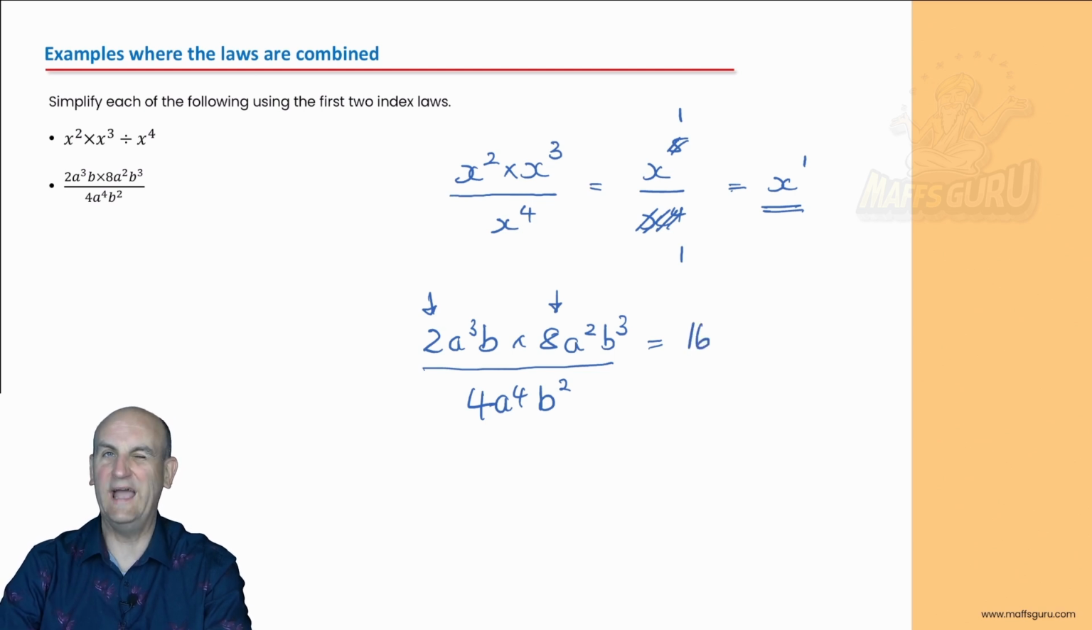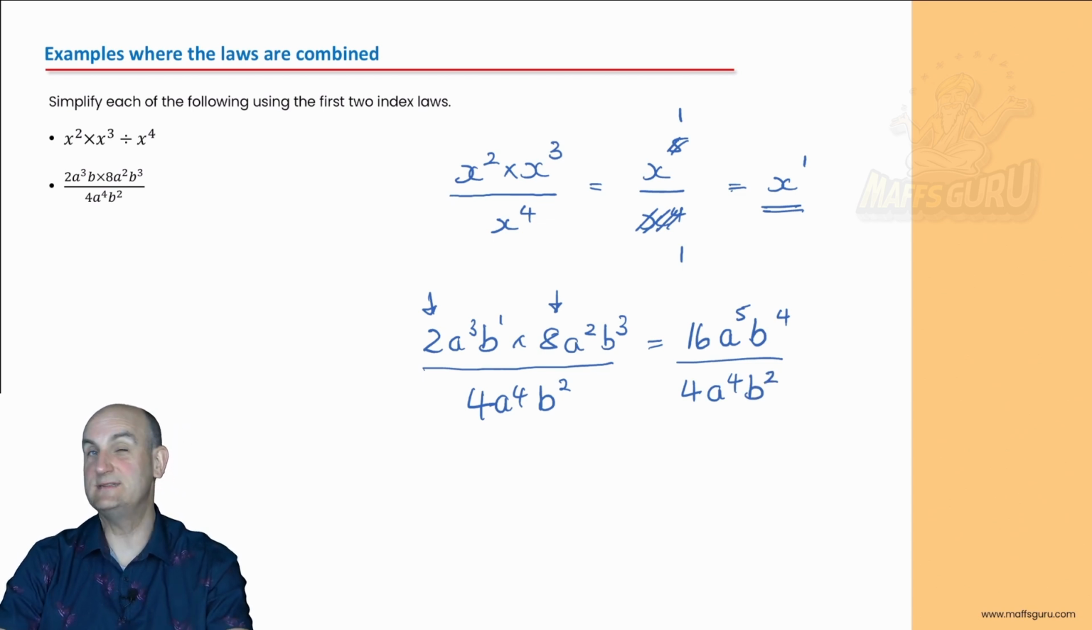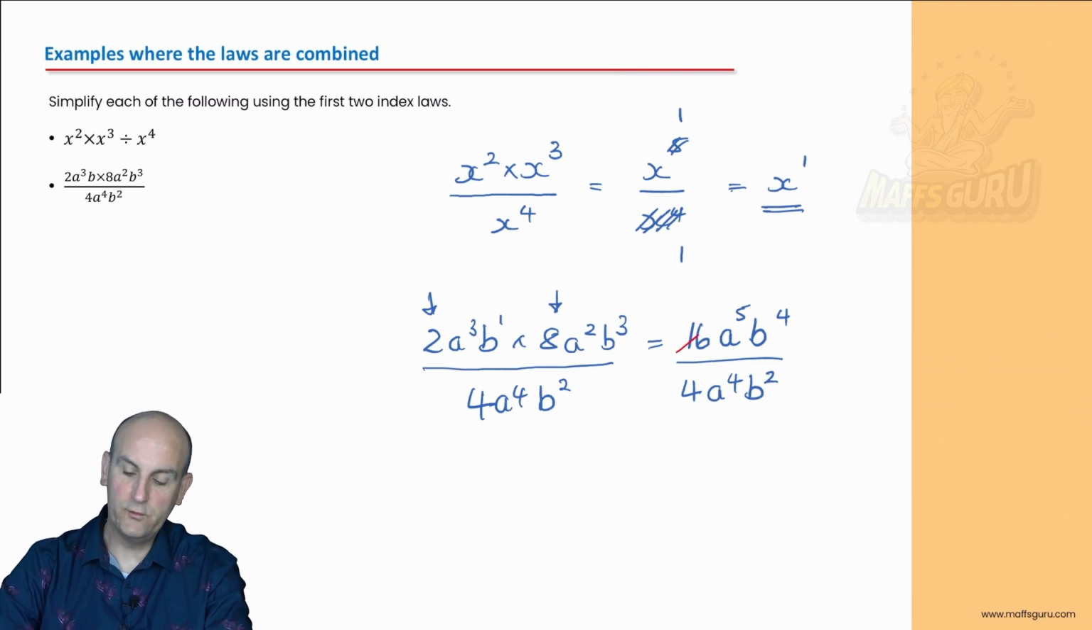Then I'm going to look at all my a's on the top. I've got a cubed times a squared, so that becomes a to the power of 5. I've got b to the power of 1 and b to the power of 3. That becomes b to the power of 4, divided by 4, a to the power of 4, b to the power of 2. Now, have you noticed how that's going to make my life a little bit easier? Because I'm going to deal with my numbers first. 4's into there go 4 times, and 4's into there go once.